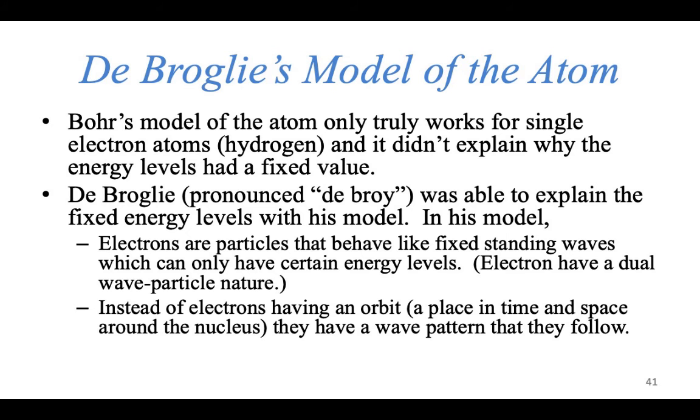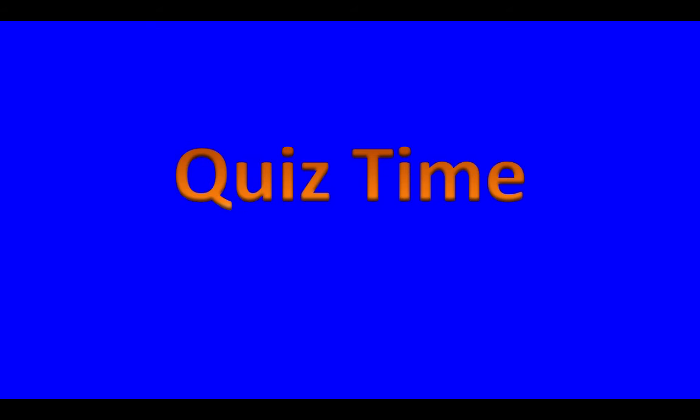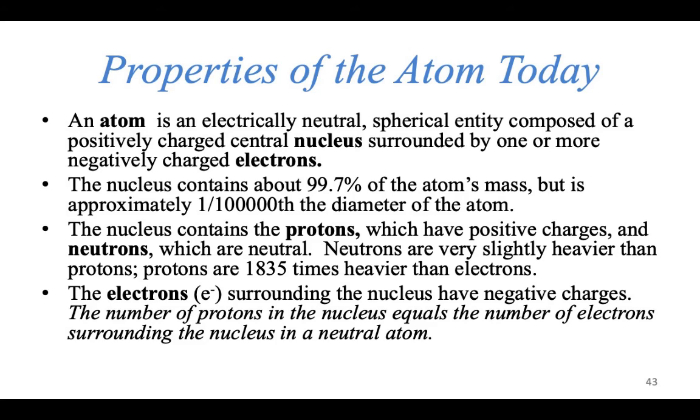De Broglie determined that while electrons are particles, they also behave like a fixed standing wave, which, just like electrons in an atom, can only have certain energy levels. Because electrons are particles that also behave like a wave, they are said to have a dual wave-particle nature. So instead of an electron having an orbit, or physical place in time and space around the nucleus, it follows a wave pattern.